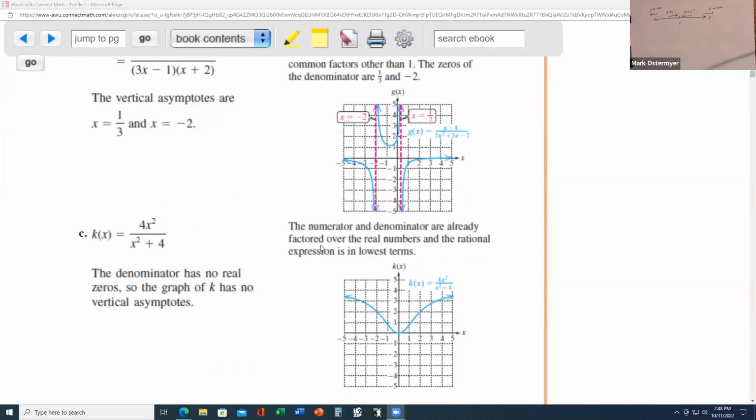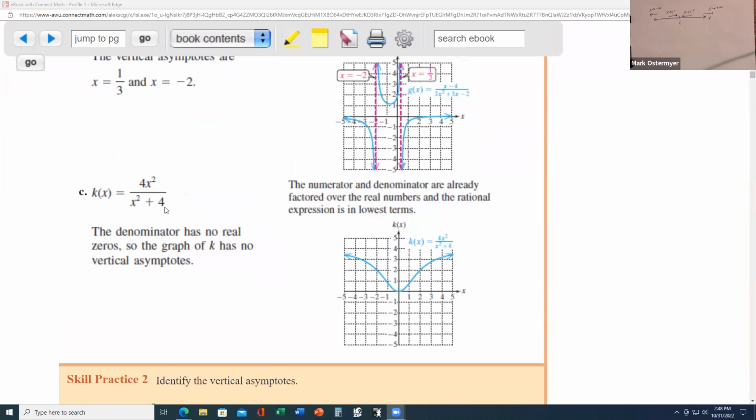All right, how about this rational function here, 4x squared over x squared plus 4? Notice this denominator, think about it, would never, ever be equal to 0. No matter what you put in for x, ladies and gentlemen, you will never be able to square any number and ever generate -4, such that that would cause this denominator to be 0. So for that reason, this rational function does not have a vertical asymptote.